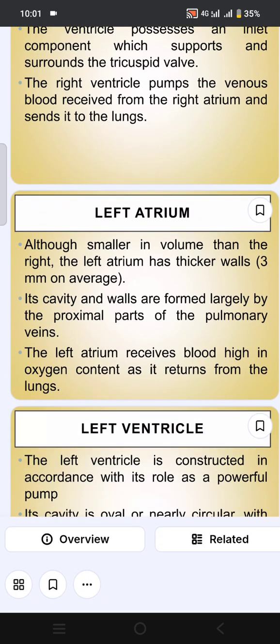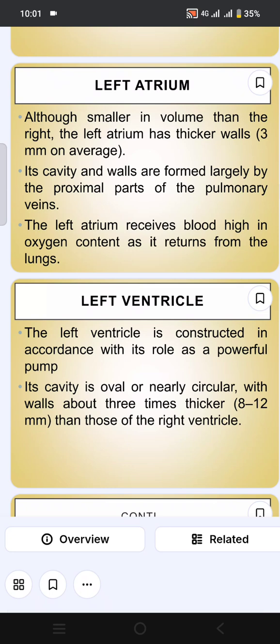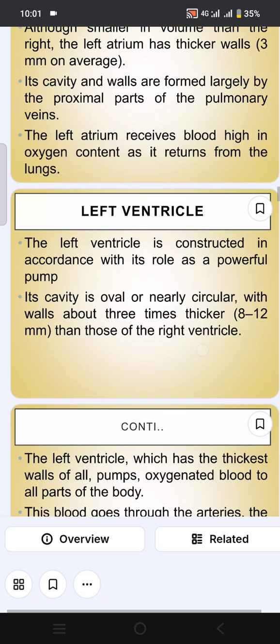Left atrium. Although smaller in volume than the right, the left atrium has thicker walls, 3 mm on average. Its cavity and walls are formed largely by the proximal parts of the pulmonary veins. The left atrium receives blood high in oxygen content as it returns from the lungs.